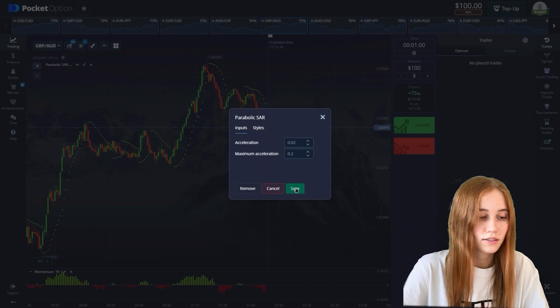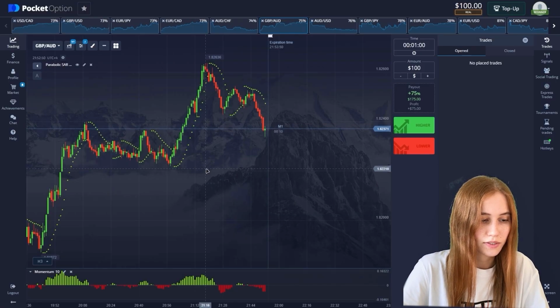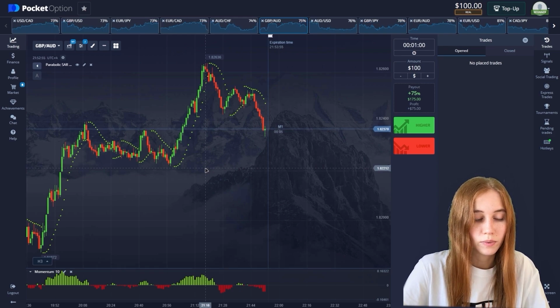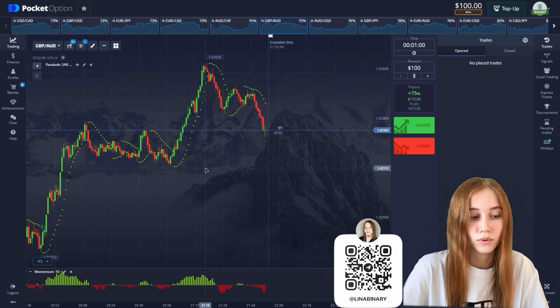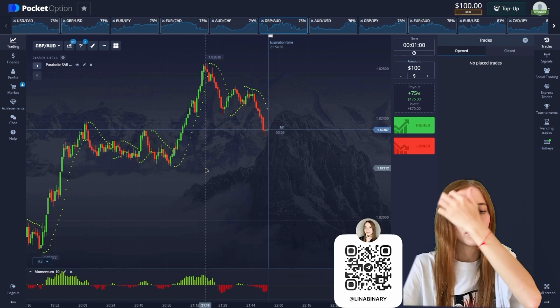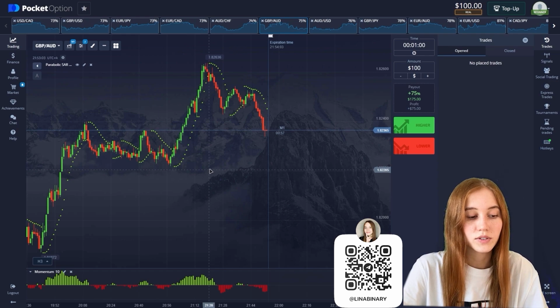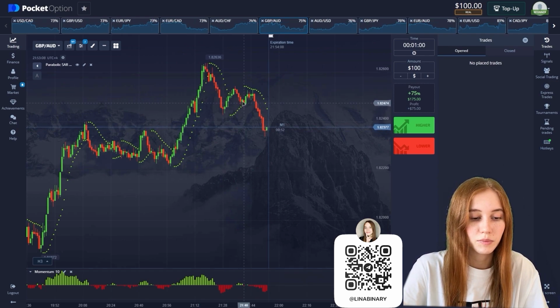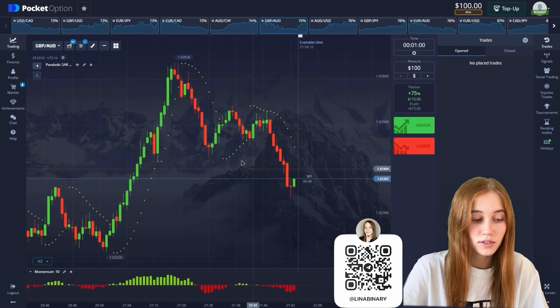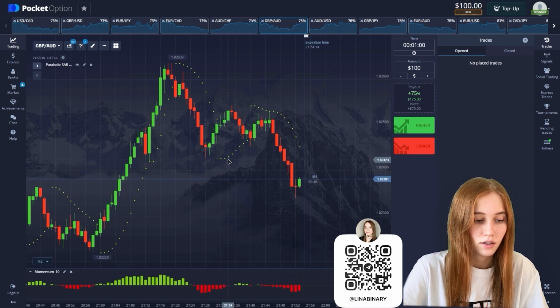The indicator is recognizing the right moments when to close the current position and open the opposite one. At its core, the indicator is similar to a moving average, with the difference that it moves with different acceleration. Let me explain. You see points here. When the chart intersects these points, the trend is changing.